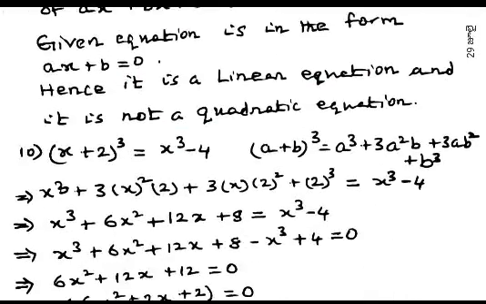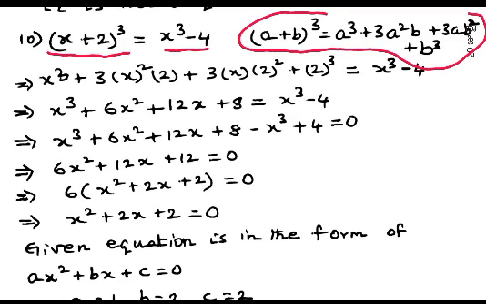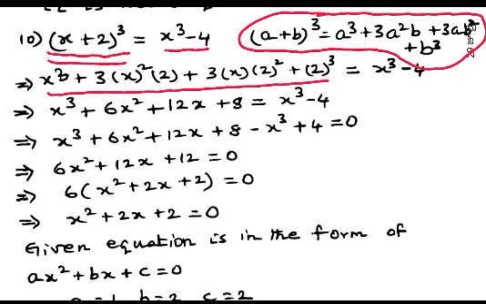Now, we consider another problem. x plus 2 whole cube equal to x cube minus 4. We note down the formula a plus b whole cube equal to a cube plus 3a square b plus 3ab square plus b cube. Now using this formula, x plus 2 whole cube is expanded and the right hand side is written as it is.